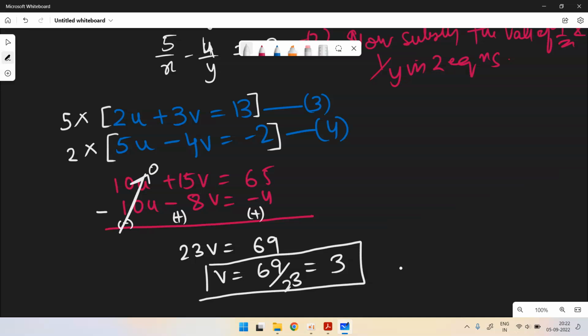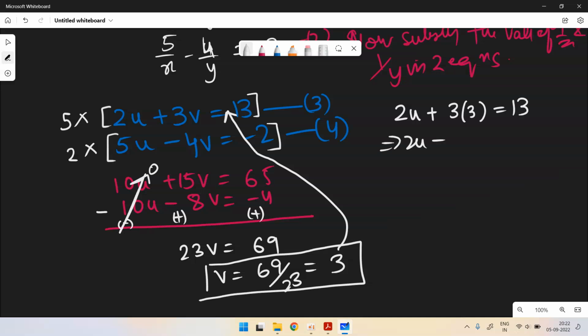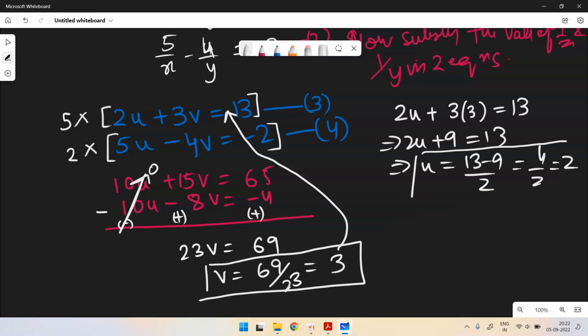Now we put the value of v. I am substituting this value of v in equation number 3, the original equation without multiplication by 5. So 2u plus 3 into v, the value of v is 3, equal to 13, which implies that 2u plus 9 equal to 13, which implies that u equal to 13 minus 9 by 2. This is 4 by 2, which is nothing but 2. So the value of u is 2, the value of v is 3.